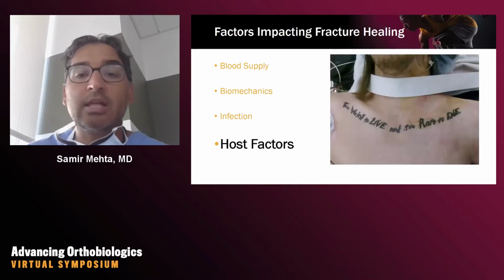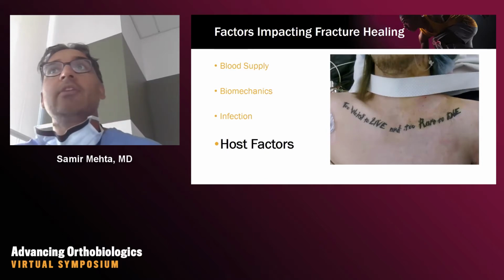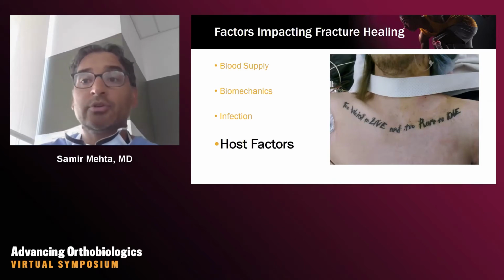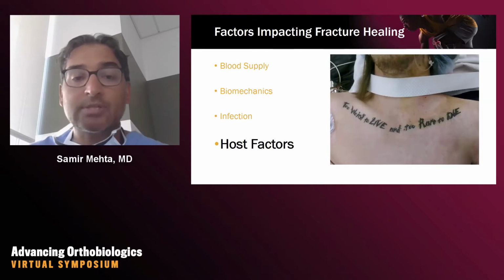So these are things like smoking, diabetes, vascular disease, if they take certain medications, or if they have a thyroid disease. There are certain things that biologically put these patients at risk compared to other patients.